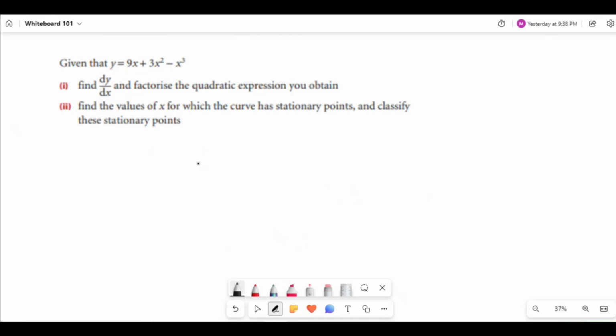Okay guys, now I would like to give an example on finding the stationary points and classifying the kinds of stationary points. Given that I have y equals 9x plus 3x squared minus x cubed, find the dy over dx. Okay, let's do the I part first.